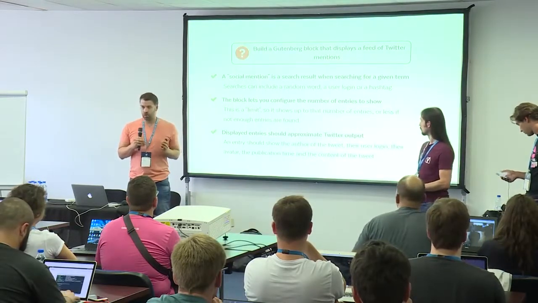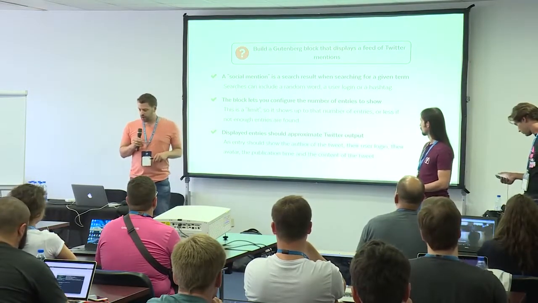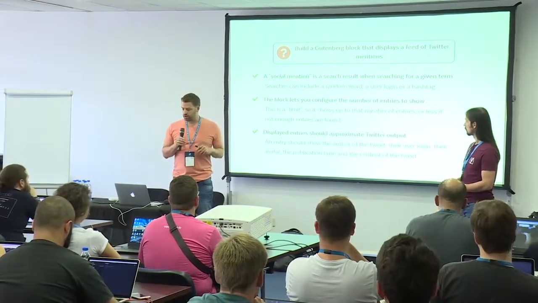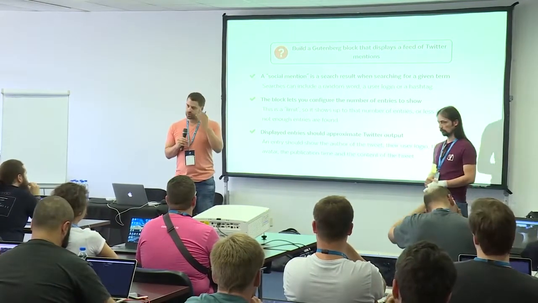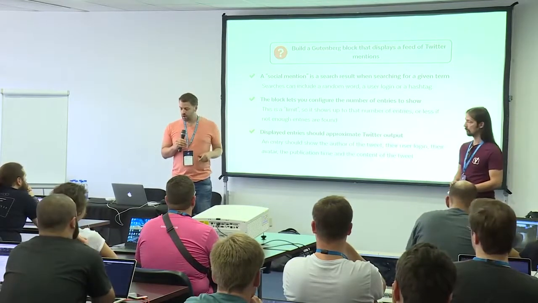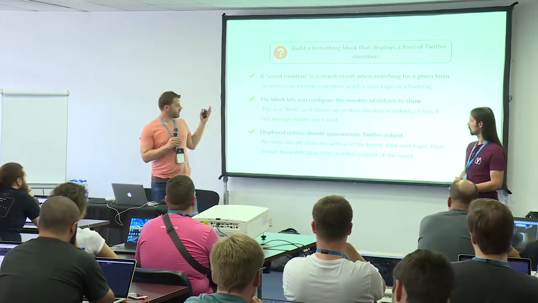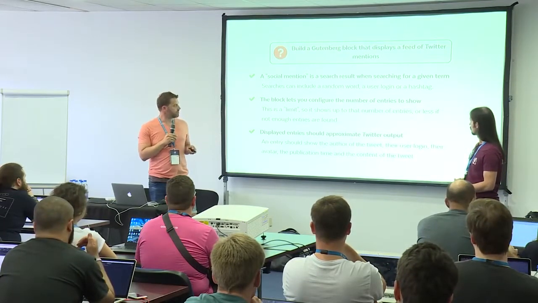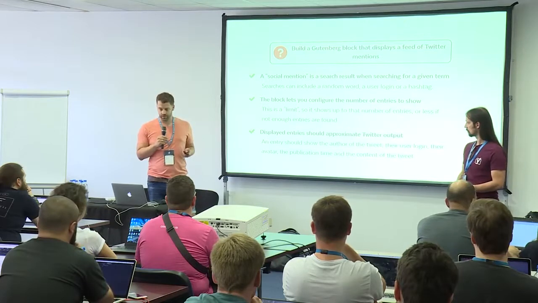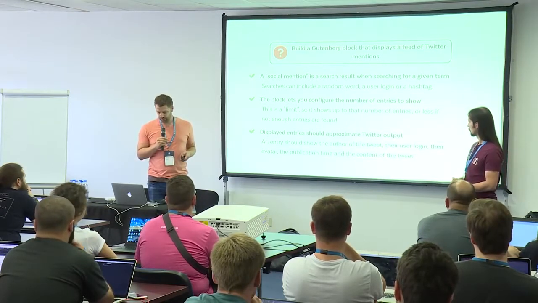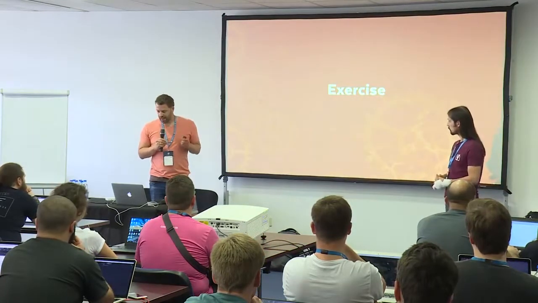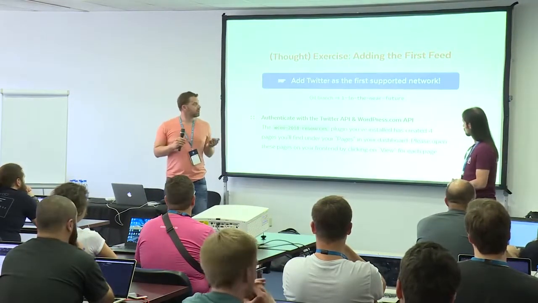So we're going to start with the first business requirement. We have a client, fictional, and he wants a Gutenberg block that shows Twitter mentions. Here you can read what it's about, what we're going to build. I'll give you a few seconds to read it. And then we're going to do the exercise.